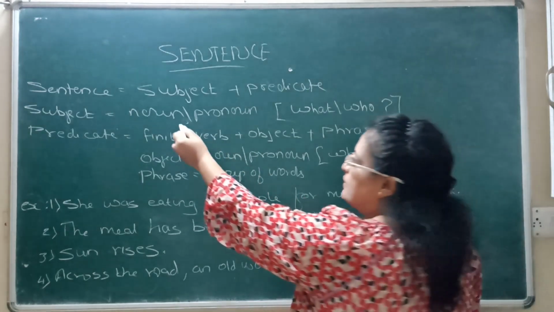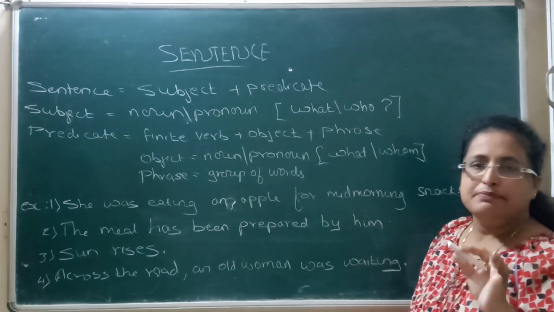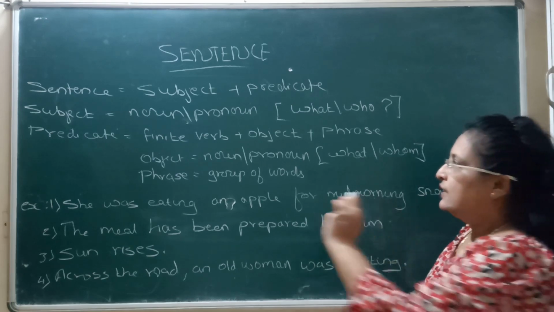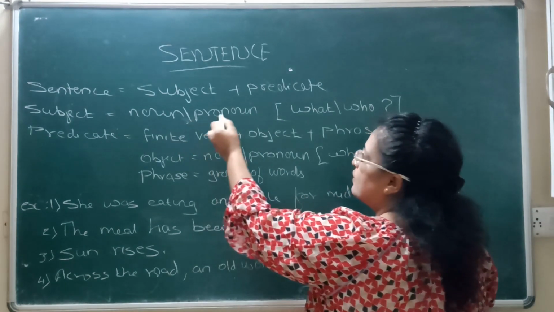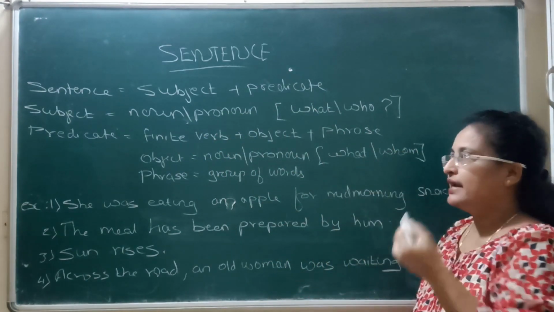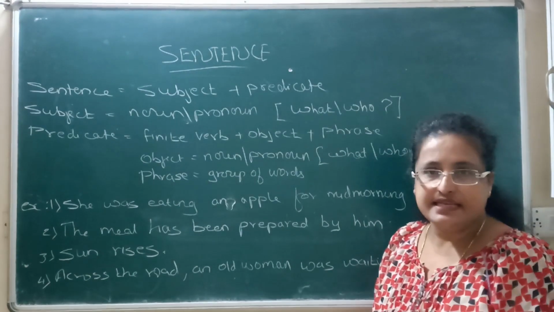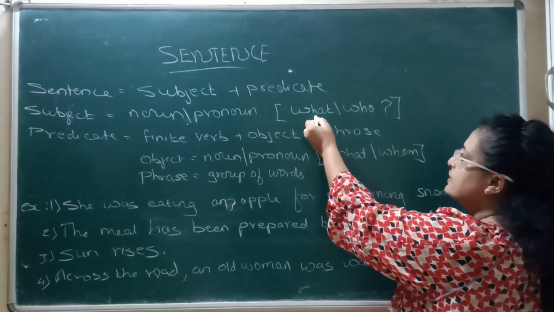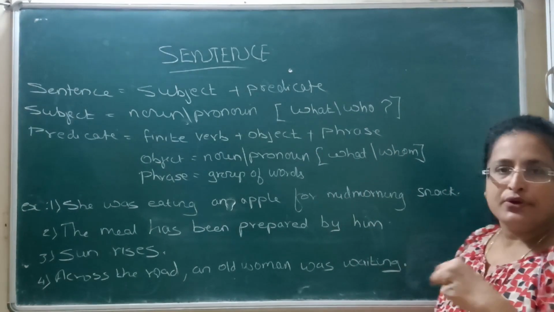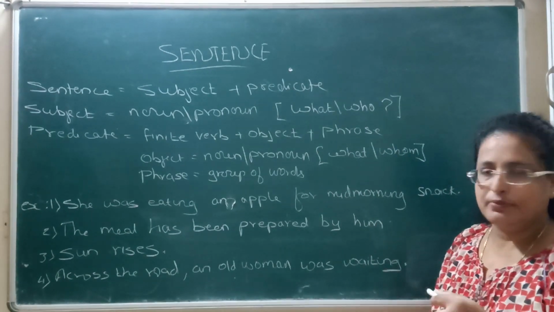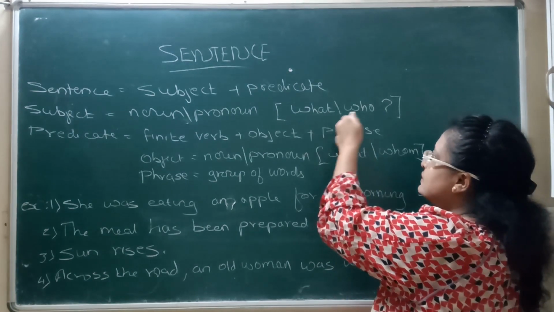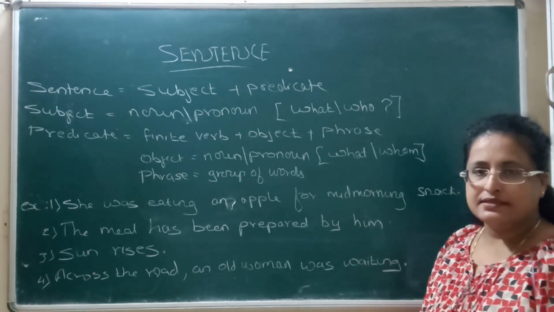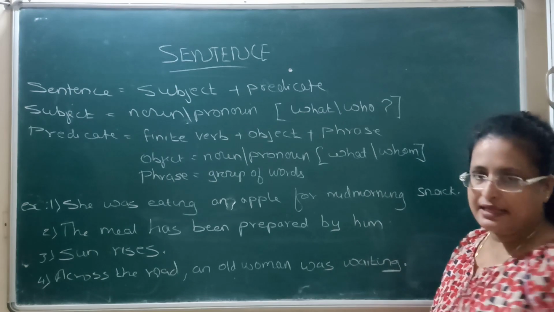Now, a sentence always begins with a subject. This subject is either a noun or a pronoun. And you can get it easier if you frame the question either what or who. What for non-humans and who for humans. So if you ask the question what or who and you get an answer, then that is the subject. With examples, I will help you out.